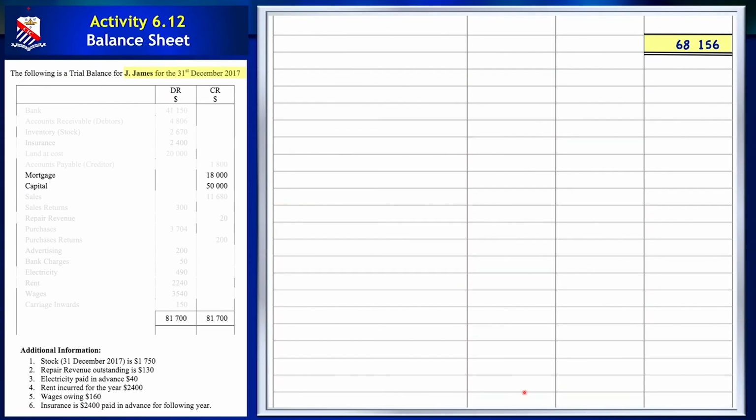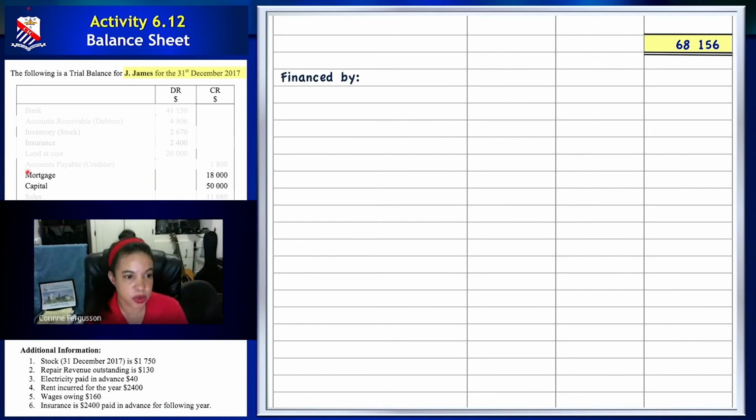The second part would be your financed by. And if you look over here at our trial balance, you would see we only have two more things left. Right, we have basically dealt with everything. So your financed by, the first thing you start with would be your opening capital, and your opening capital is the amount in your trial balance over here. So your opening capital is 50,000.